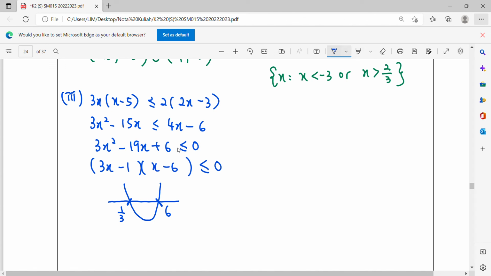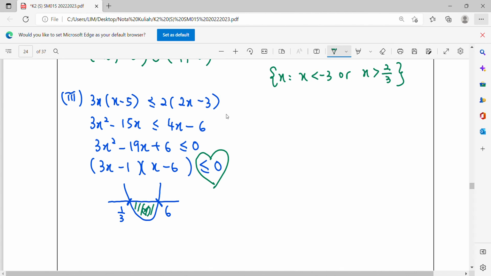So where is the answer? The answer is here, the region less than 0, by definition the negative region. So your answer is here.